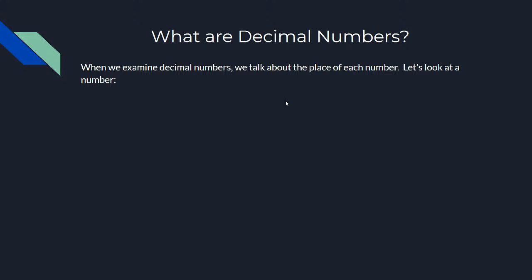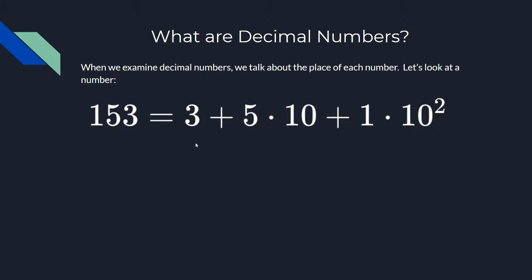Okay, so when we look at decimal numbers, there's something about them, right? So here is 153. 153 is equal to 3 plus 5 times 10 plus 1 times 10 squared. And if you are familiar with base 10 expansion, this is exactly what that is. So in the ones place, you have a 3, technically times 10 to the 0. You have 5 times 10 to the first power, and you have 1 times 10 to the second power.